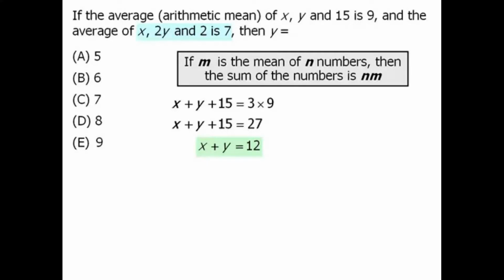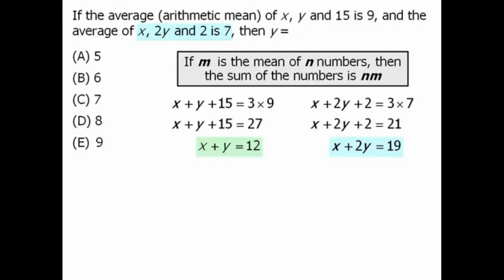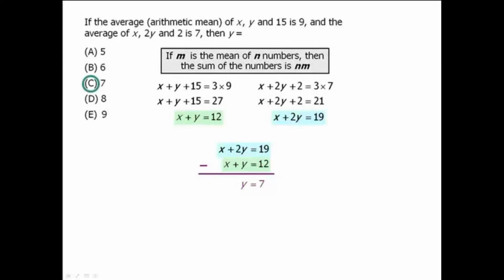So using our same rule, we know that the sum of those three numbers will equal 3 times 7, or 21. If we subtract 2 from both sides of this equation, we get the new equation, x plus 2y equals 19. We now have two equations with two variables. If we subtract the second equation from the first equation, we get y equals 7. So our answer is C.